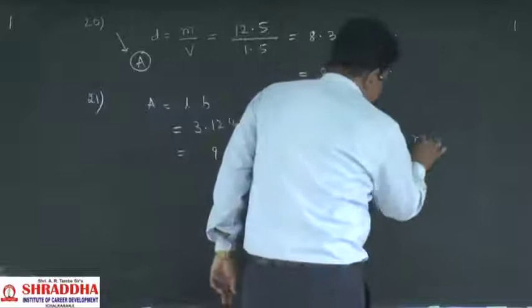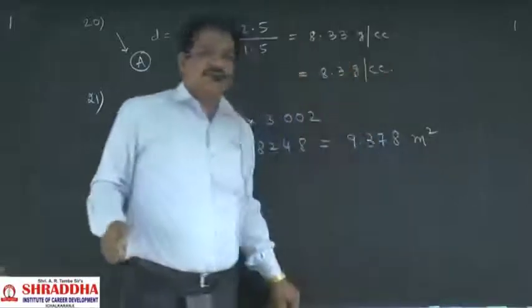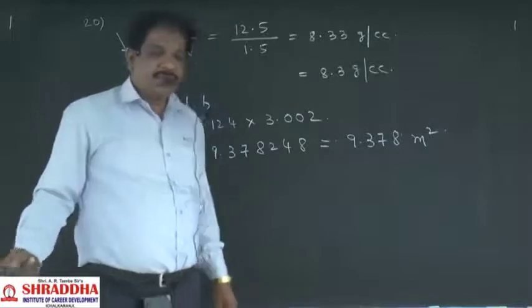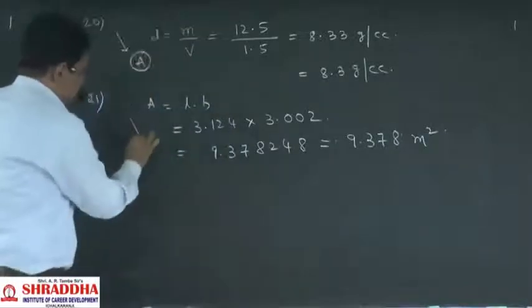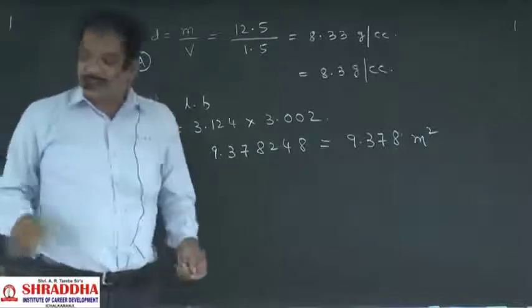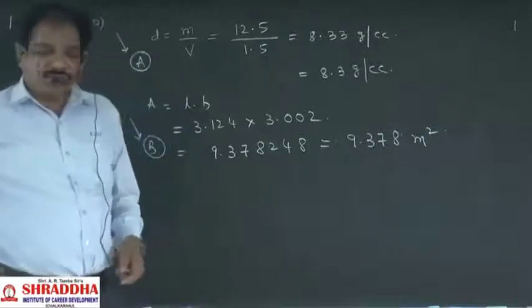So the answer will be 9.378 meter square. So the second option will be the answer. 21, it will be B. Clear? Next, 22. What are they asking?